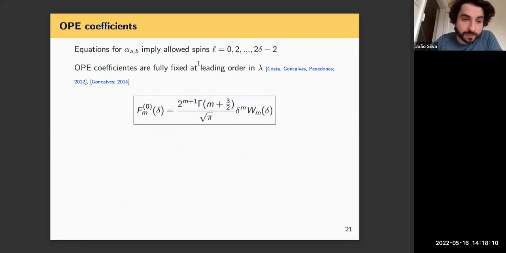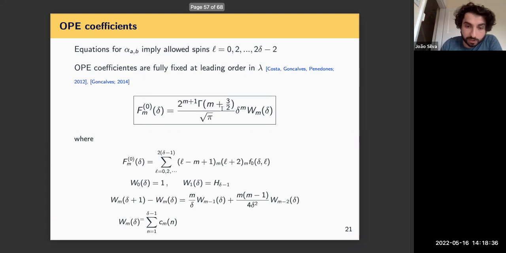So what are other things that we impose? I imposed one class of constraints from the flat space limit. I will now impose other constraints from the flat space limit. Suppose that I consider all the equations involving the alpha AB. Then for each delta, the only allowed spins, it turns out, are 0, 2, etc., up to 2 delta minus 2. This comes out of our equations, but I'm not showing it. And we can calculate all the OPE coefficients, and they obey these formulas.